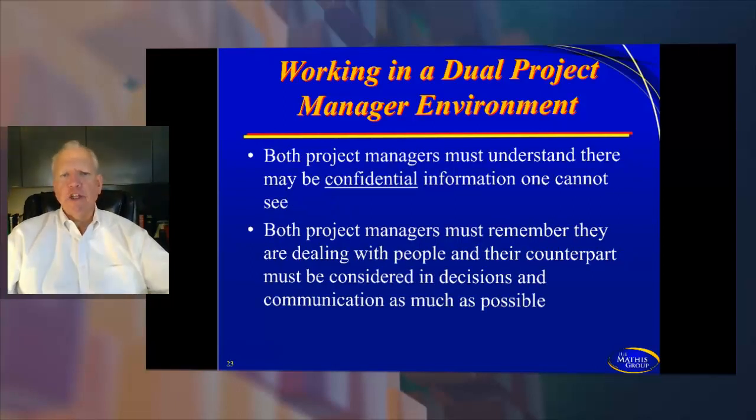Both project managers need to understand that there may be confidential information one cannot see about the other. For an example, on the vendor side, the state of Kansas project manager cannot look necessarily at the actual costs of the vendor side and how much profit they're making. The actual vendor might not be able to look at internal confidential information the state of Kansas has. So there has to be that understanding that there's confidential information possibly on both sides.